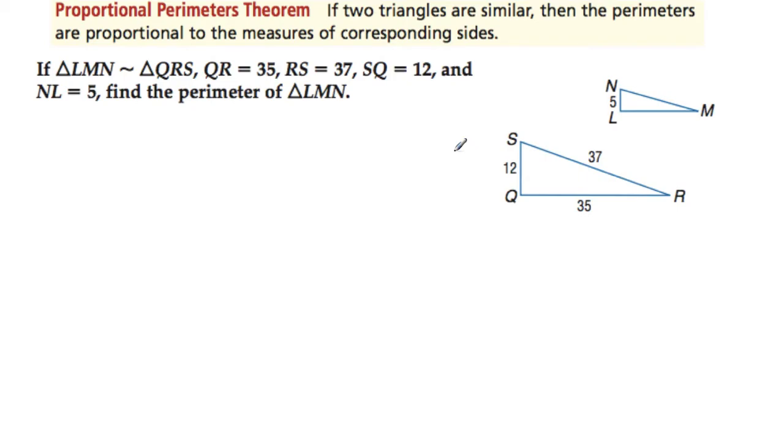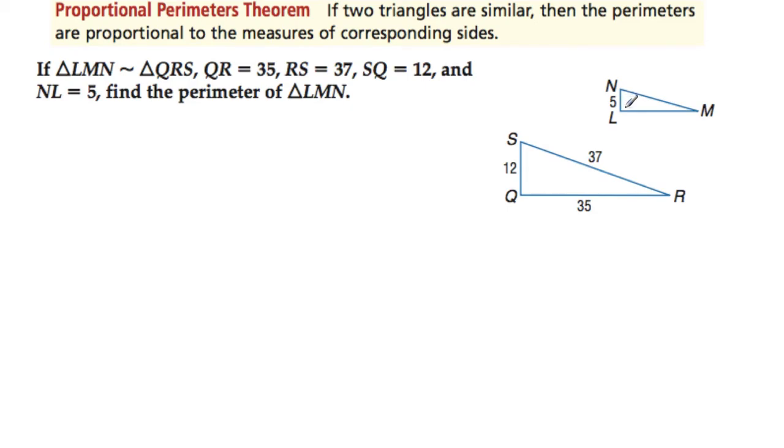So if the triangles are similar, then the proportional perimeters theorem says that the perimeters are proportional. So notice in these two triangles, we have that the two triangles are similar, and we want to find the perimeter of the smaller one. The problem is we only have one of the sides.